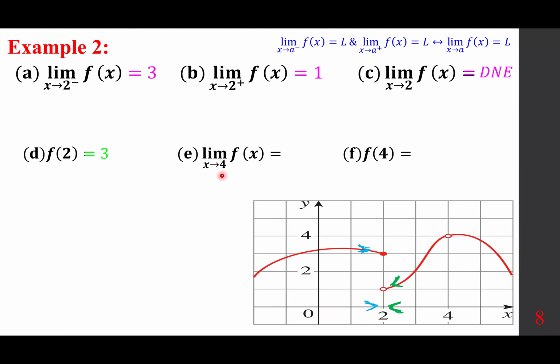What about the limit of f of x as x approaches 4? From the left side of 4, we are moving this way. From the right side of 4, we are moving this way. And in both cases, we are approaching this hole, which has the y coordinate 4. The limit from the left and right are identical, so the limit of f of x as x approaches 4 does exist, and it's equal to 4.